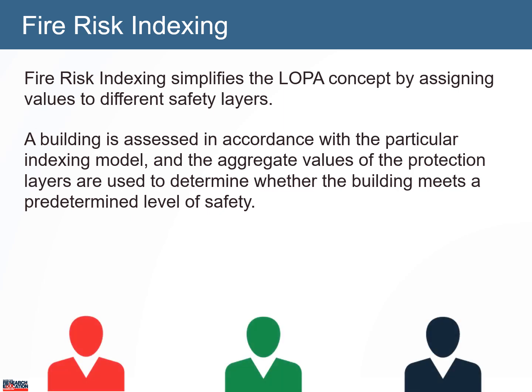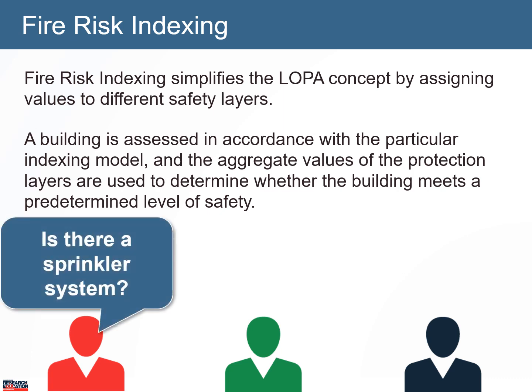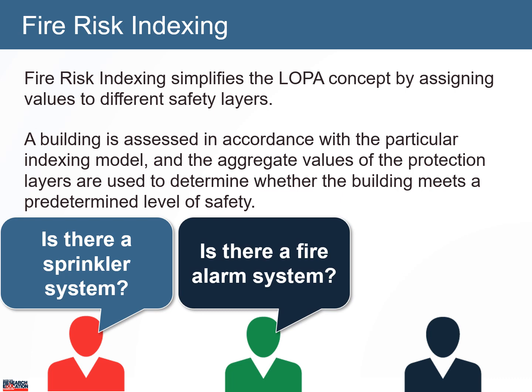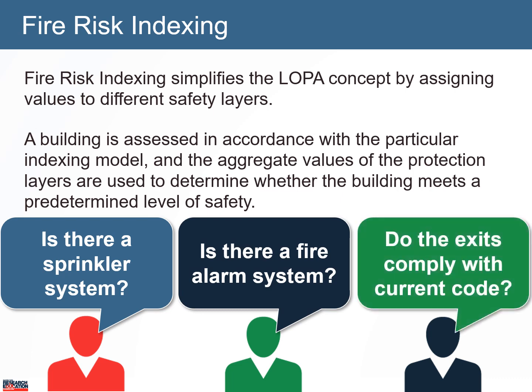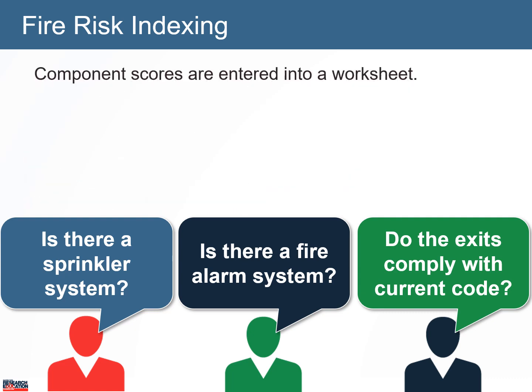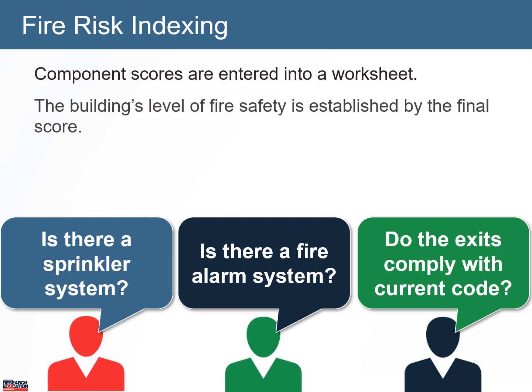For example, we ask 6 different people to assess a building using a fire risk index. The evaluation may include: Is there a sprinkler system? Is there a fire alarm system? Do the exits comply with the current code? A plus or minus score for each of those components is entered on a worksheet. At the end of that evaluation, and at the end of the survey of that building, you add up the score. Based upon that score, the level of fire safety in that building can be established.